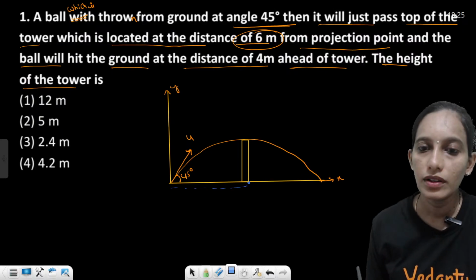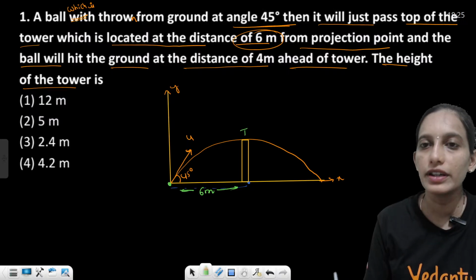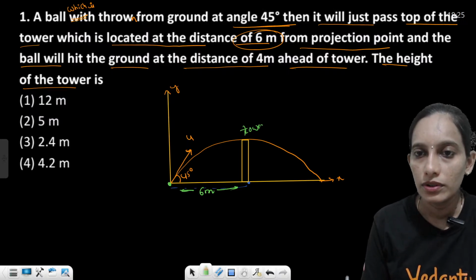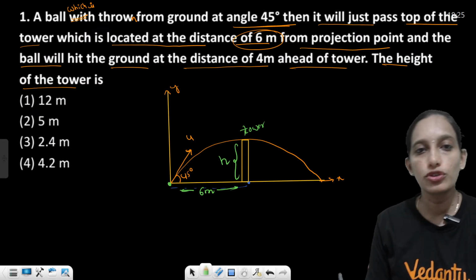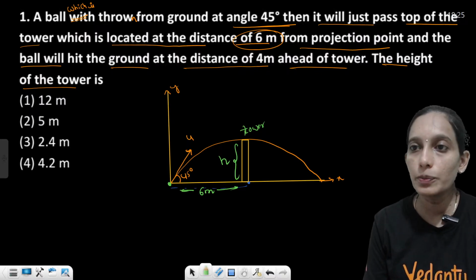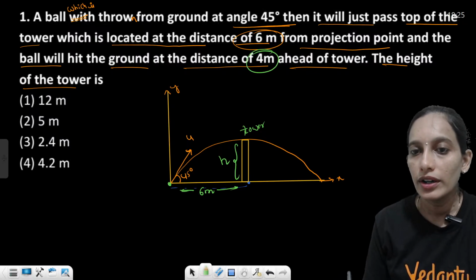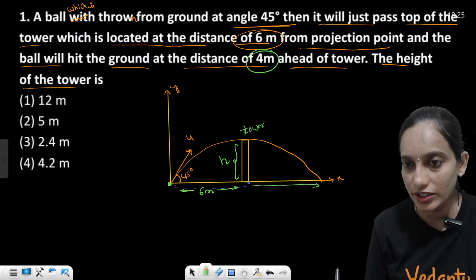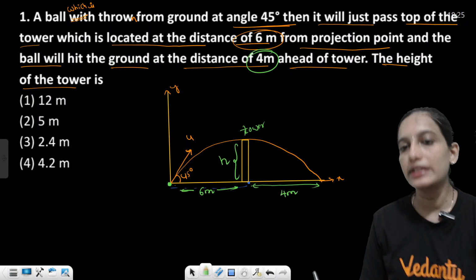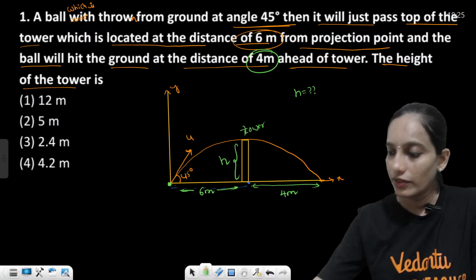At 6 meter from the point of projection, there is a tower, and we are supposed to find out the height of this tower. And one more point is given: the ball will hit the ground at a distance of 4 meter ahead of the tower. So from the point of projection to the tower is 6 meter, and from there to where it reaches the ground again, they have given 4 meter. If this is the situation, what is the height of the tower, they have asked.